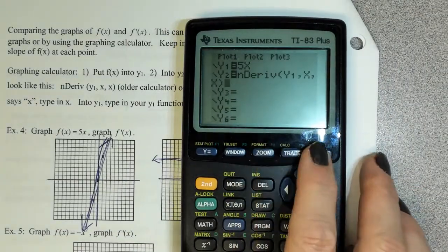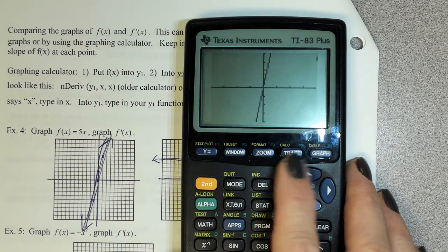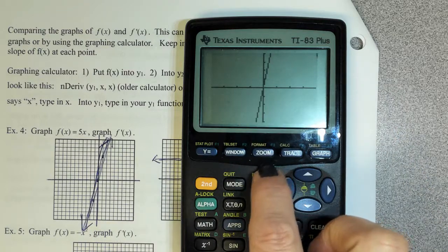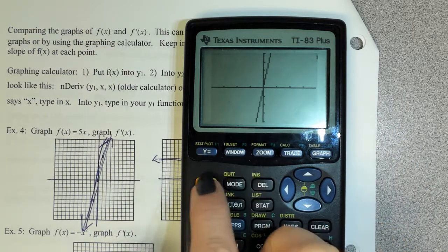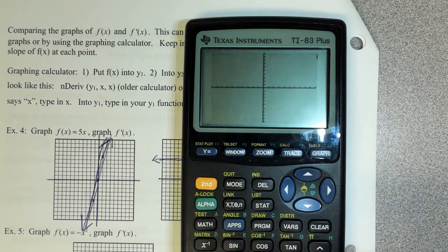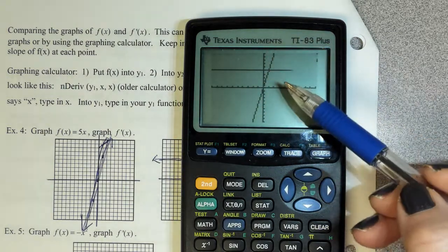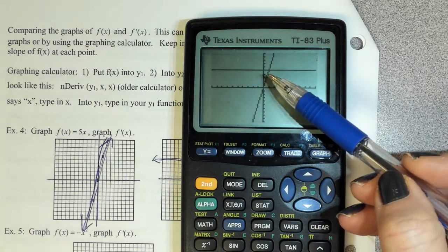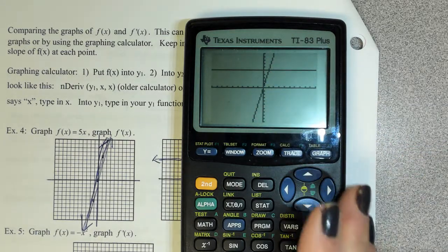And now when we hit graph, here's going to be the original function. I don't think we need to do a Zoom 6. Hold on. We'll do Zoom 6 so that we have the right window. So here's the first one, and then here's the derivative. And see how long it takes the calculator to graph the derivative? That's because it's really calculating what's the slope there, what's the slope there, what's the slope there. So it's having to calculate all that.